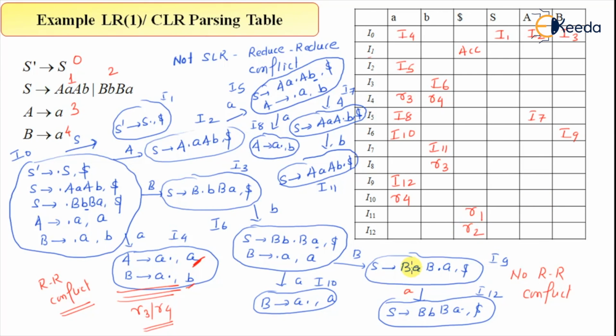As you can see here, there is no multiple entry, and because there is no multiple entry, we can conclude that this grammar is CLR, but it was not SLR. So not SLR, but CLR or LR. That's all for the discussion of this particular question. Thank you.